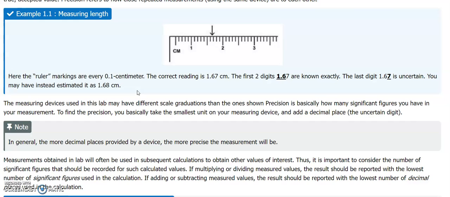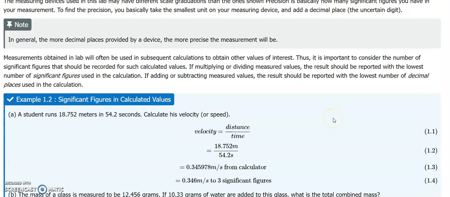Precision is basically how many significant figures you have in your measurement. To find the precision, you take the smallest unit on your measurement device and add decimal places. In general, the more decimal places provided by a device, the more precise the measurement will be.